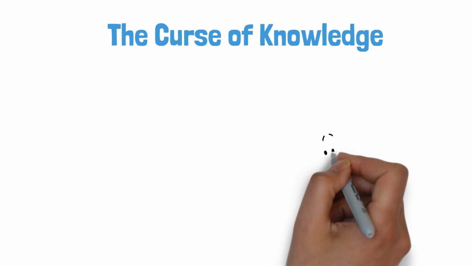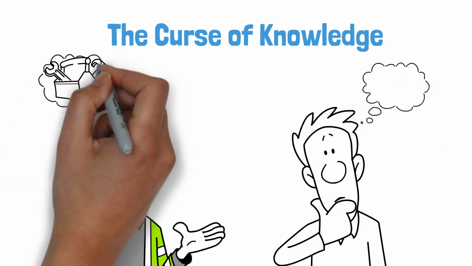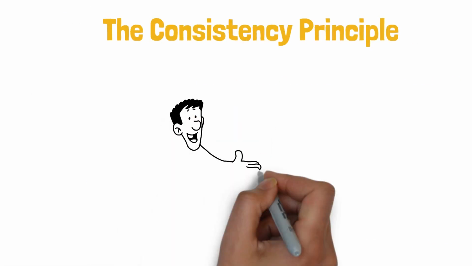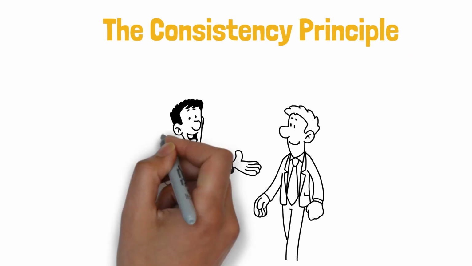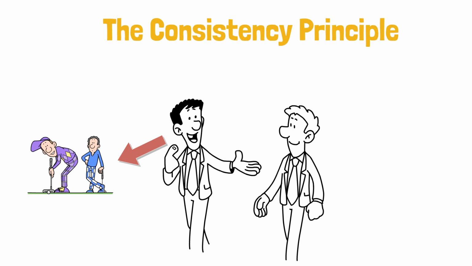The curse of knowledge. The curse of knowledge is assuming others know what you know, leading to unclear communication. Putting yourself in your audience's shoes can help improve communication. The consistency principle. The consistency principle is the desire to be consistent with what we've previously said or done. Having someone hold you accountable can enhance commitment to your goals.